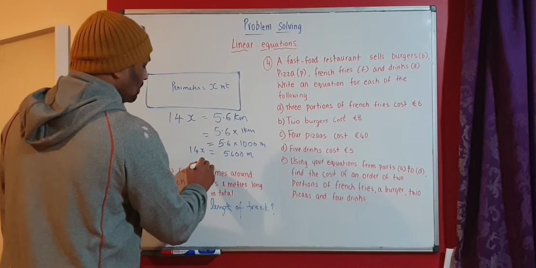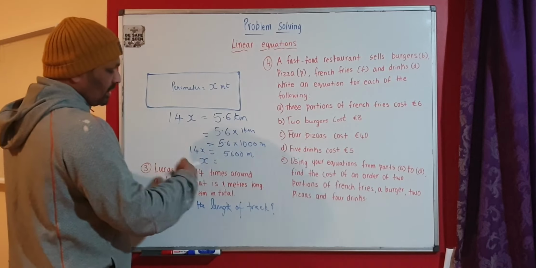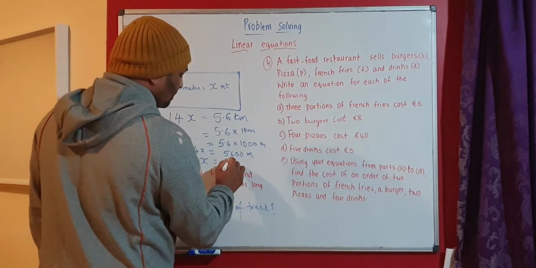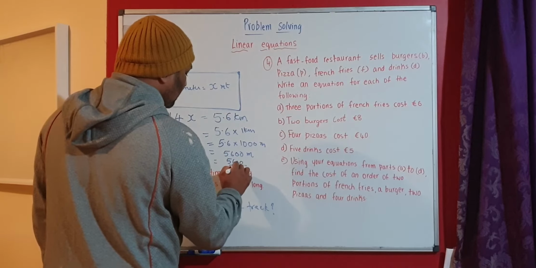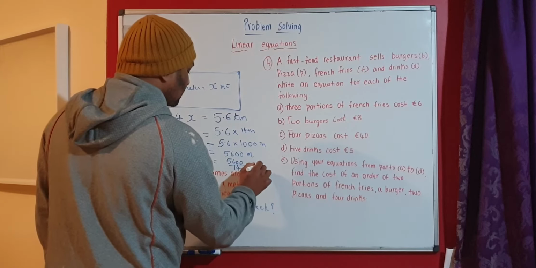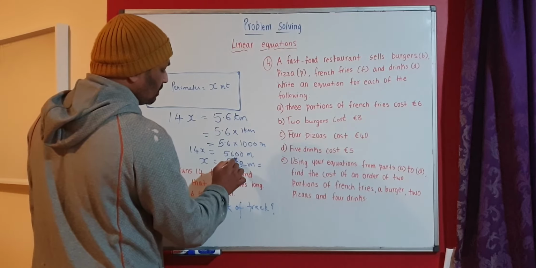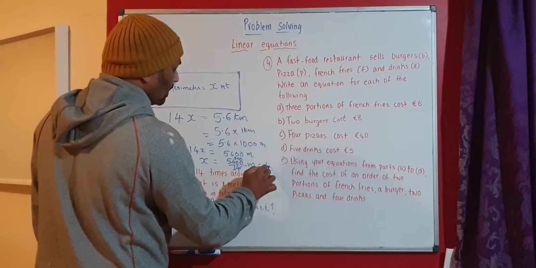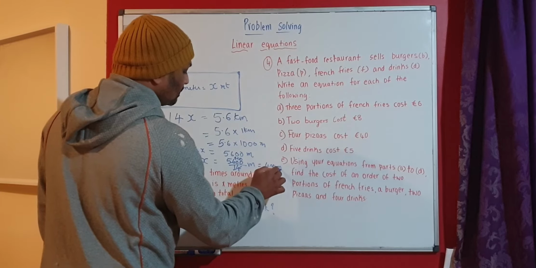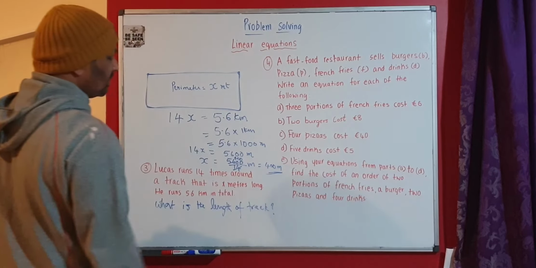Isn't it? Now x is equal to, if 14 goes to the other side, it becomes a division. 5600 by 14 meters. That is equal to, how many times does it go? 4 times, 400 meters. Okay, x is equal to 400 meters.